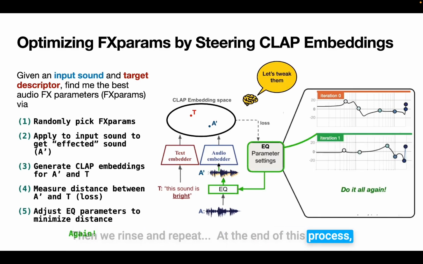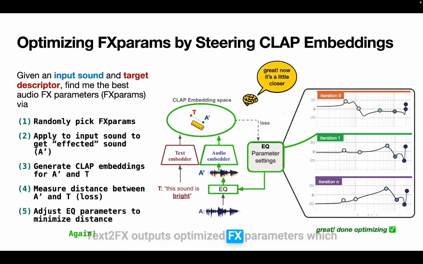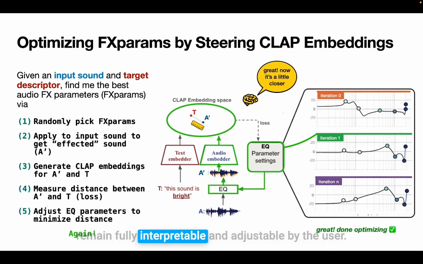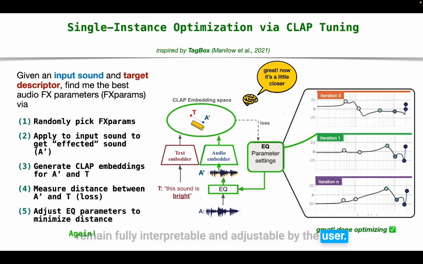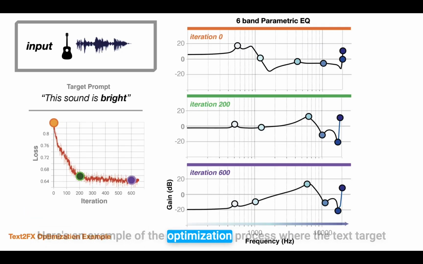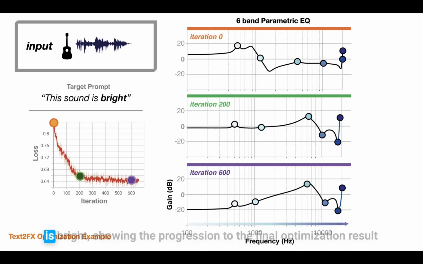At the end of this process, Text2FX outputs optimized effect parameters, which remain fully interpretable and adjustable by the user. We call this single instance optimization via CLAP tuning. Here's an example of the optimization process, where the text target is bright, showing the progression to the final optimization result.